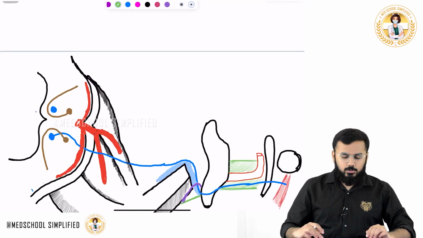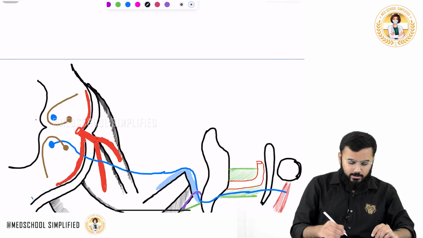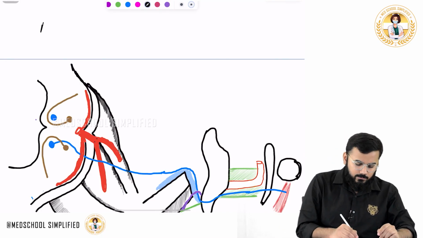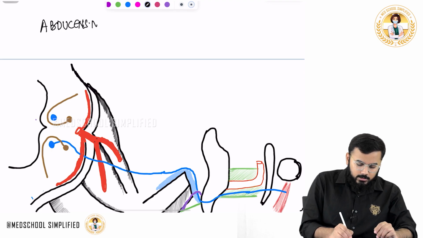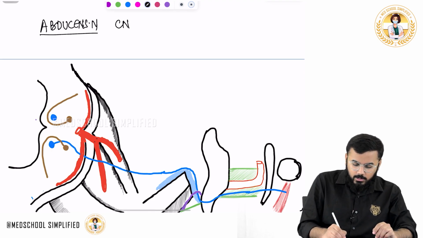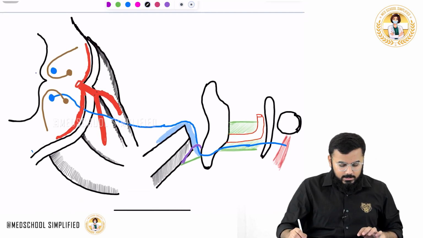Hello guys. So now we shall be discussing the sixth pair of cranial nerves, that is your abducens nerve. Our topic of discussion will be the abducens nerve. The abducens nerve is cranial nerve number 6. So let us see what muscles it supplies.